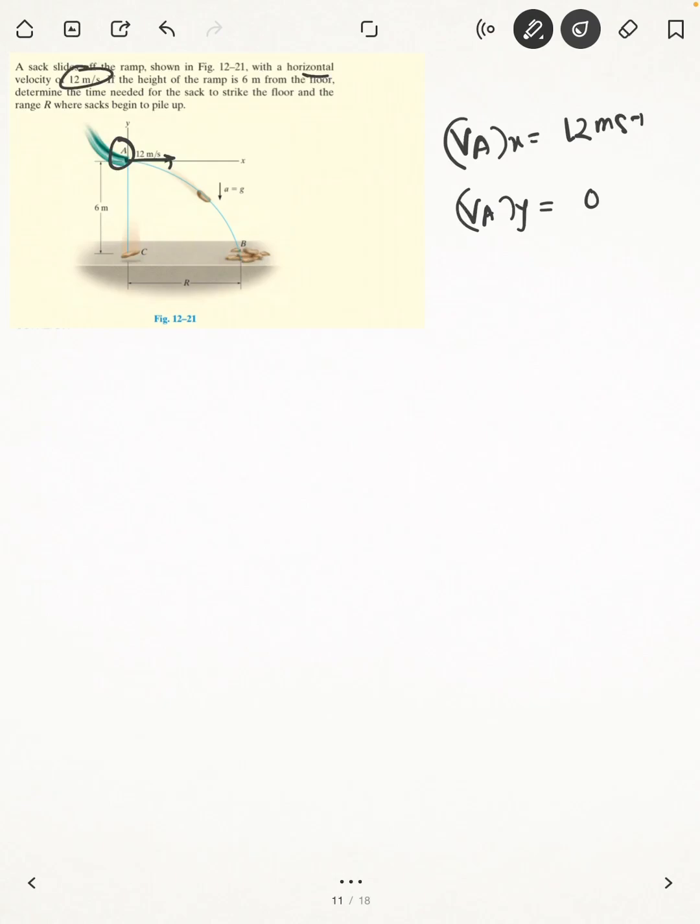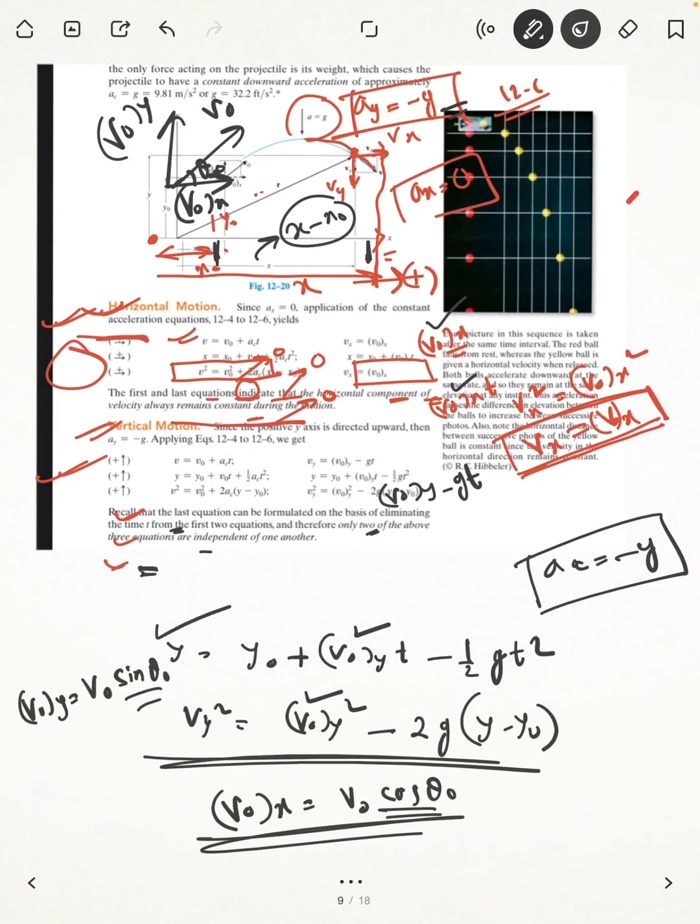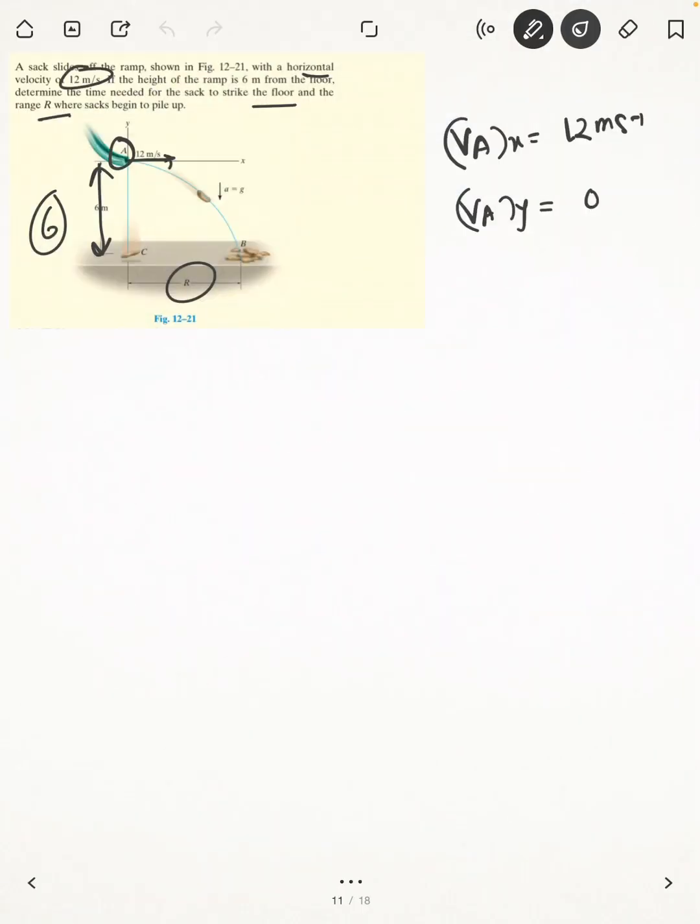Determine the time needed for the sack to strike the floor and the range R where the sacks begin to pile up. So this R you need to determine, and also the time needed. The vertical distance is given as 6 meters. So which equation do you have to use? You have to use this equation. So if I go here, we have to find the time needed to reach from A to B. Okay, so y_B is equal to y naught.